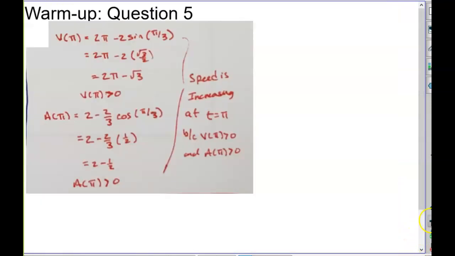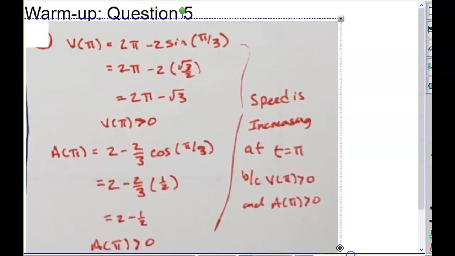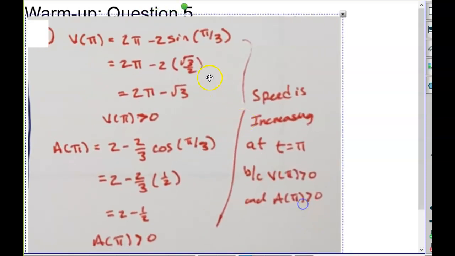All right, and then question 5 was, what was 5 asking? Is the particle speed increasing or decreasing at pi? This is kind of the same thing as the acceleration. If I'm going to check to see if a speed is increasing, I need to check to see that the velocity and the acceleration are the same sign at that spot.